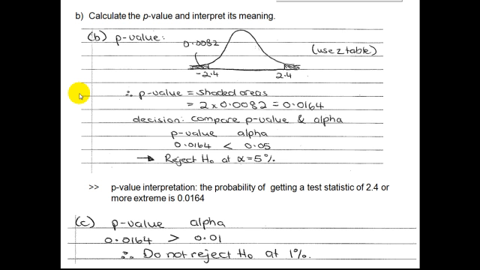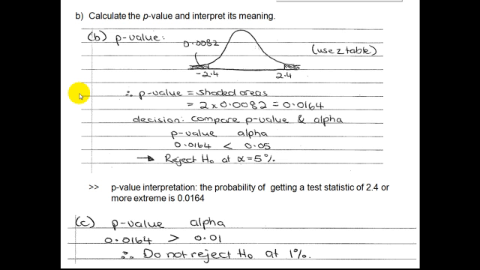Of course the upper shaded area is the same amount. So if I want to get the total area, just multiply 0.0082 by 2. We come up with 0.0164. So not quite 2%. So that's my p-value.